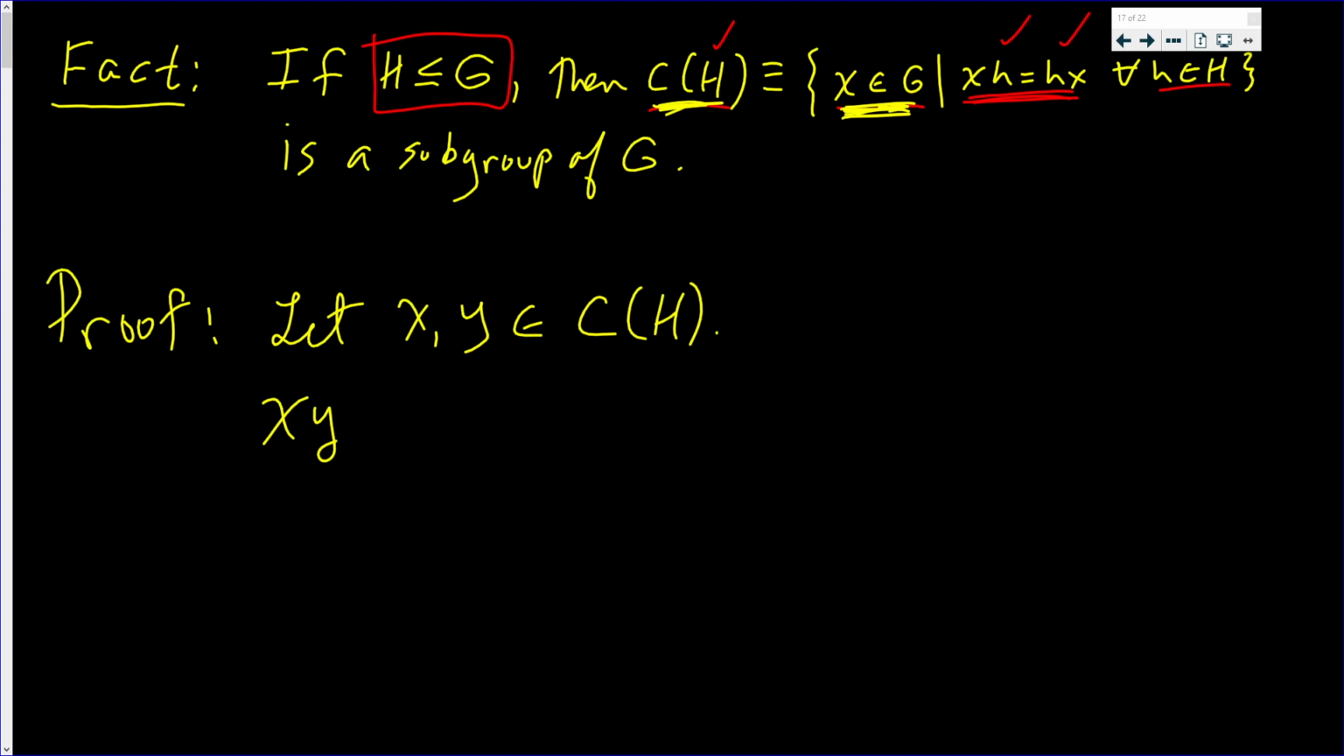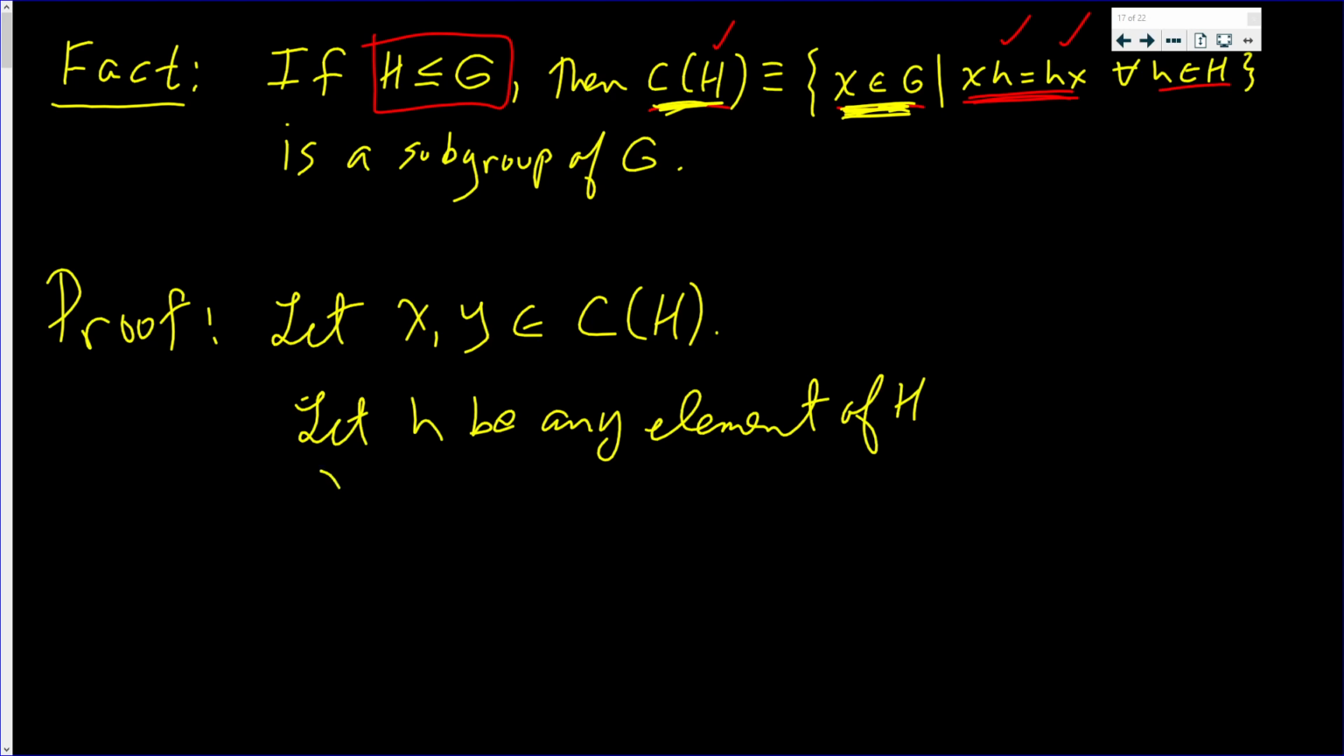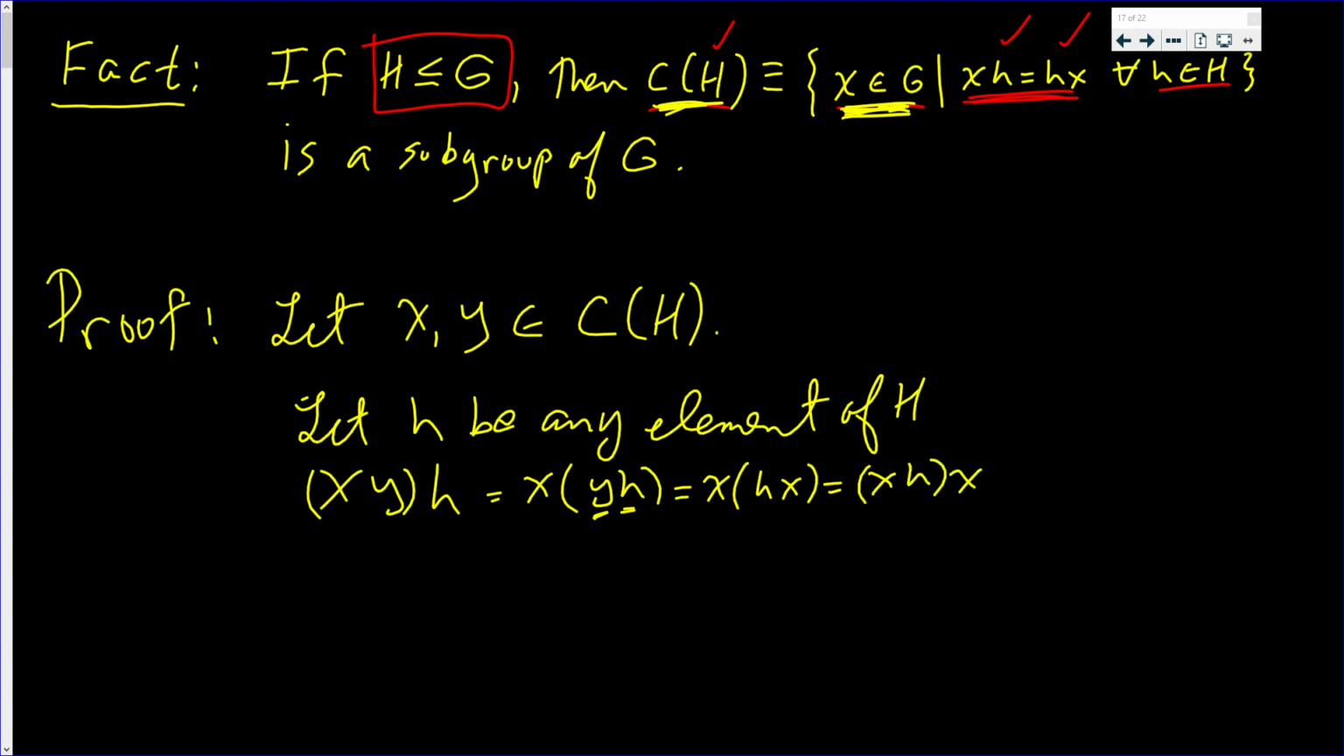Here, let H be any element of H. So XY times H is the same as X times YH. But Y commutes with every element in H, so it's X times HY. Associative law, we get HX times Y, I meant to say. Sorry, I meant to say that twice.